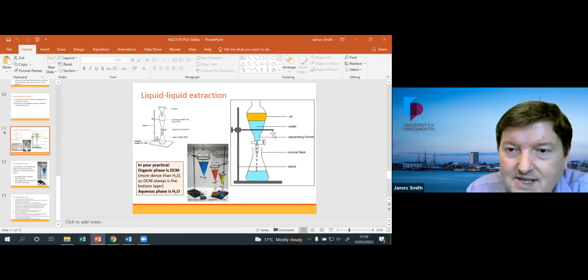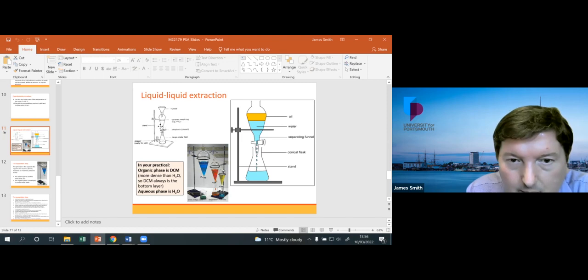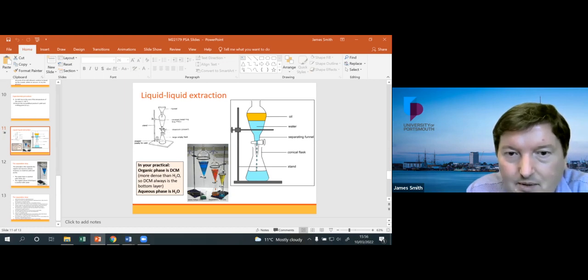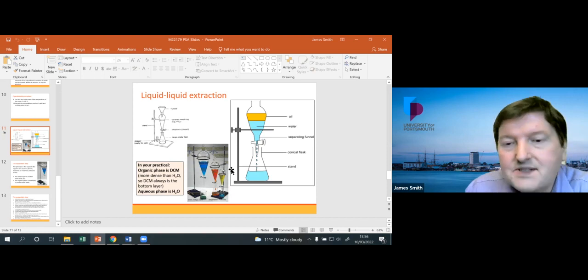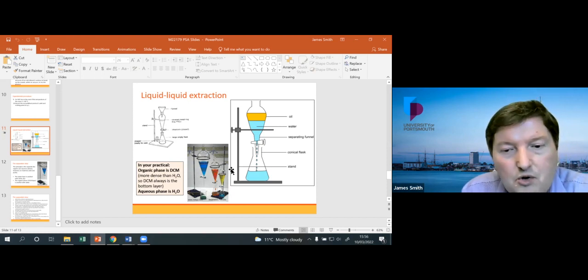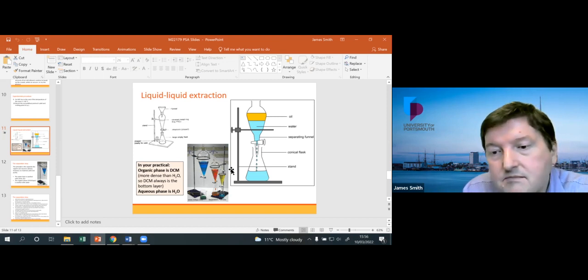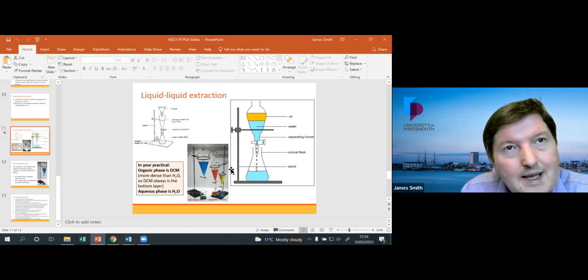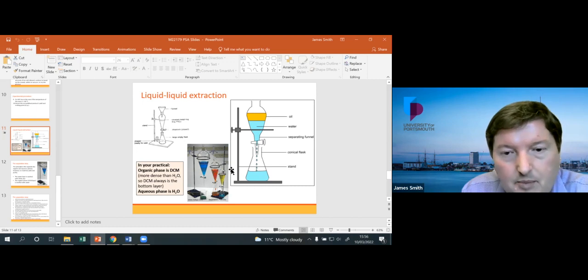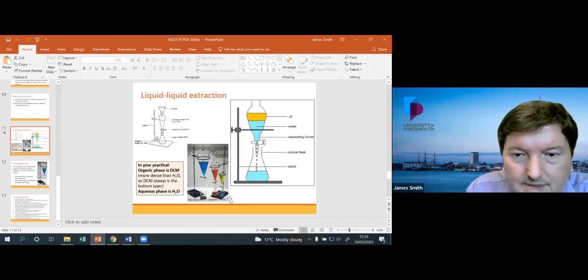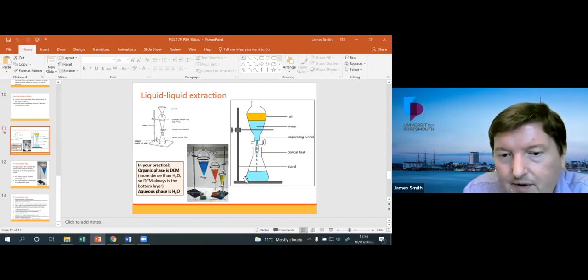So leave it to settle. The dichloromethane layer will go at the bottom. The aqueous layer goes at the top. Yeah, so if you run it out and then close the tap at the interface, that's a good way of separating two liquids which don't mix. Yeah, so two immiscible liquids, miscible and immiscible. Remember that one?